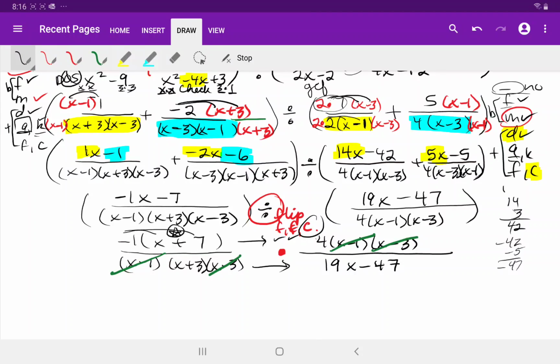Okay, over arrow, arrow. What do I have left in the numerator? A negative 1, x plus 7 times 4. Okay, that looks funny. Let me change that. What's negative 1 times 4? Negative 4 times x plus 7. Divided by, what's in the denominator? x plus 3 and 19x minus 47.